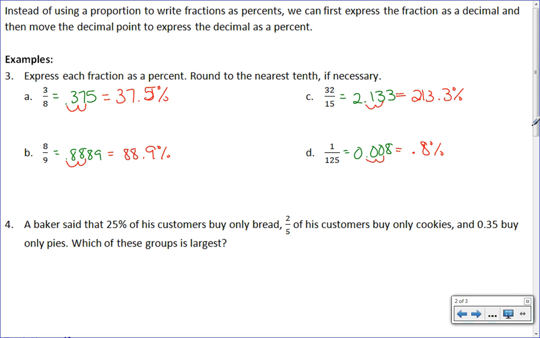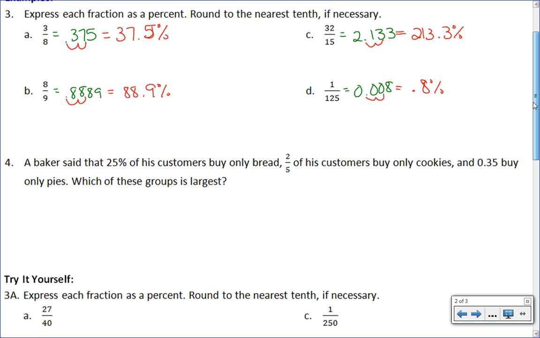Sometimes that's a lot easier than setting up a proportion, simply because you can do most of this on the calculator. You're just changing the fraction to a decimal, and then most of the time you can just mentally move the decimal place over 2 places, as long as you're careful about making sure you're actually moving it 2 places and always moving it to the right.